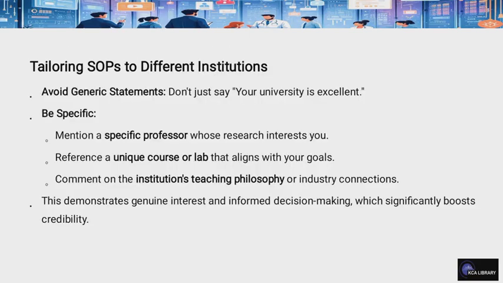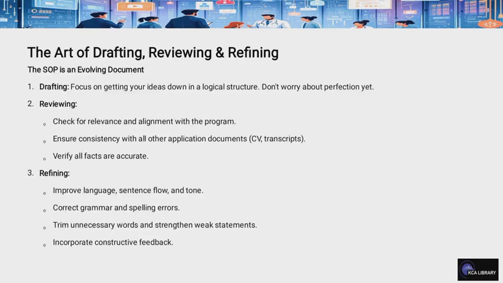Now, tailoring the SOP to different institutions, you need to avoid generic statements. Don't say your university is excellent. No, you don't say that. Be specific. Mention specific professors whose research interests you. Reference a unique course or lab that aligns with your goal. Comment on the institution's teaching philosophy or industry connection, and this demonstrates genuine interest and informed decision making, which significantly boosts credibility.